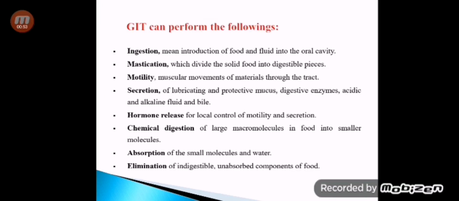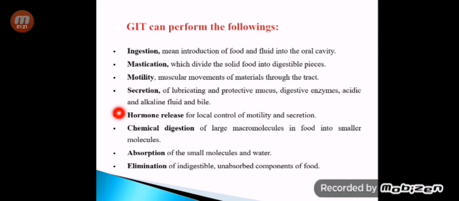The GIT can perform the following, beginning with ingestion, which means introduction of food and fluid into the oral cavity, followed by mastication, which means dividing the solid food into small digestible pieces. Then motility, which means muscular movement of materials through the tract. Then secretion of lubricating and protective mucus, digestive enzymes, acidic fluid, alkaline fluid, and bile.